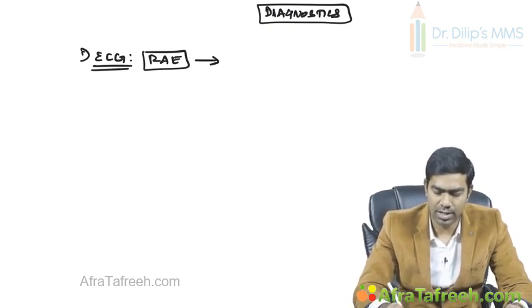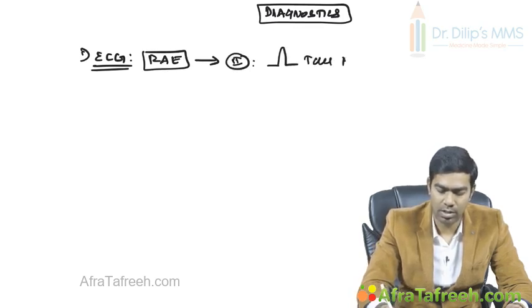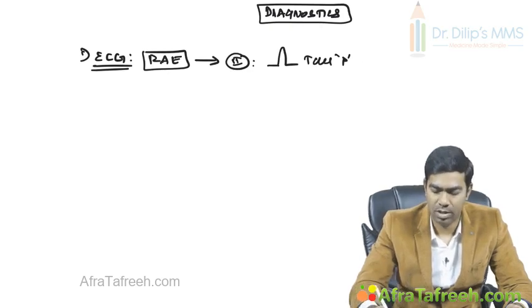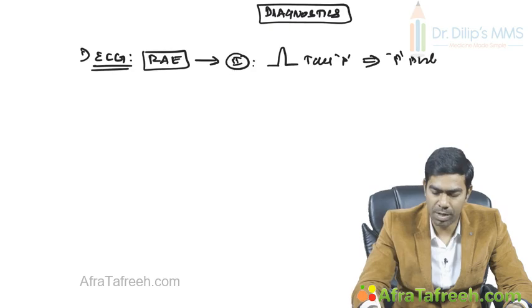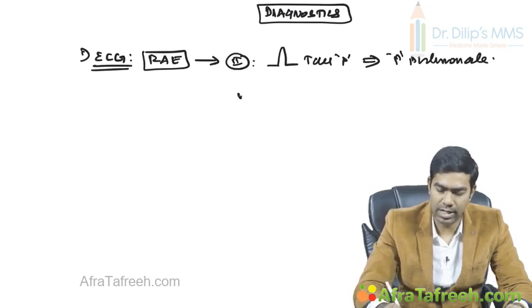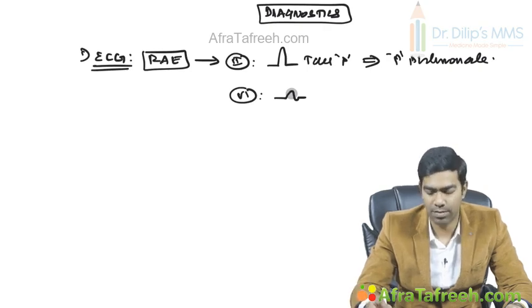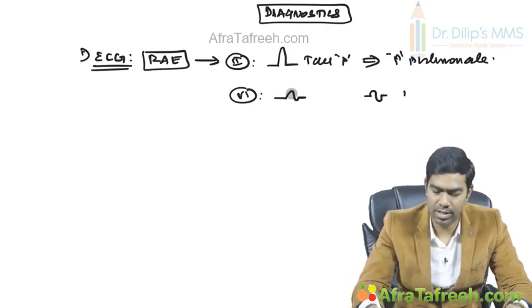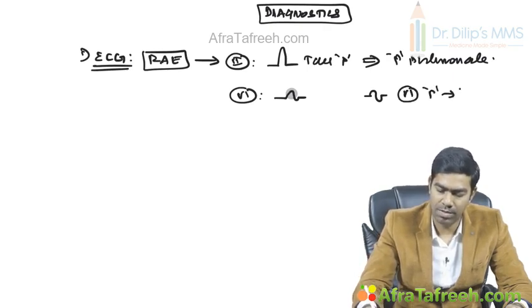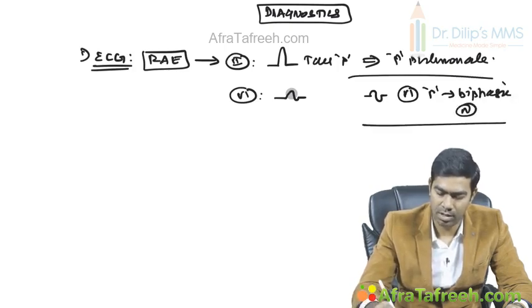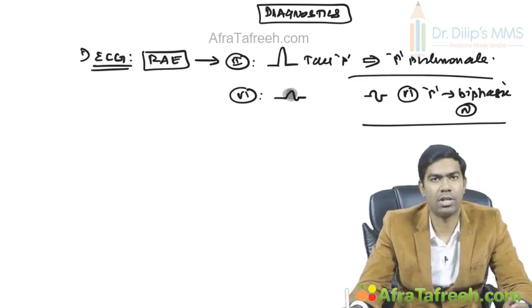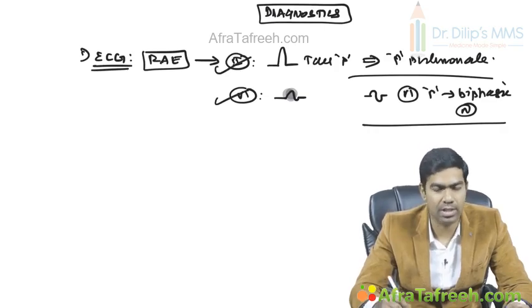Right atrial enlargement in the ECG will be characterized by two signs. One, in lead 2, you will have a tall P wave. This is what we refer to as P pulmonale. And second, in lead V1 it will be denoted by a large positive component compared to the negative component. Normally, in V1 the P wave should be biphasic. That is normal. But if you have a bigger positive component compared to the negative component, that is suggestive of right atrial enlargement. All these things we will be discussing in the cardiology section.